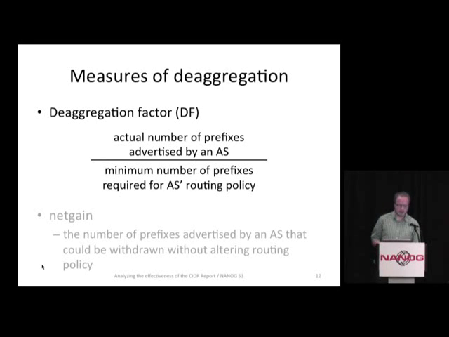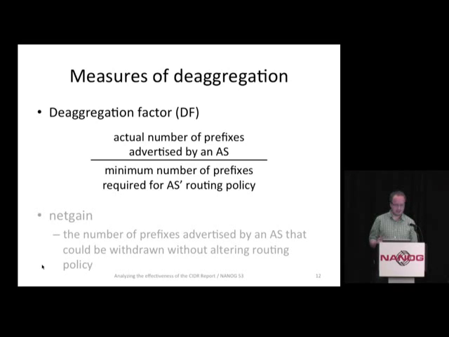And as I said earlier, there are two ways to look at this. I chose, and I will talk about in this presentation, deaggregation factor, which is a relative measure of how deaggregated, or how much aggregation potential there is for a given AS. It's the ratio of the number of prefixes that they're currently advertising into the table divided by the minimum number, as determined by the CIDR report, that they need to advertise to implement their routing policy.